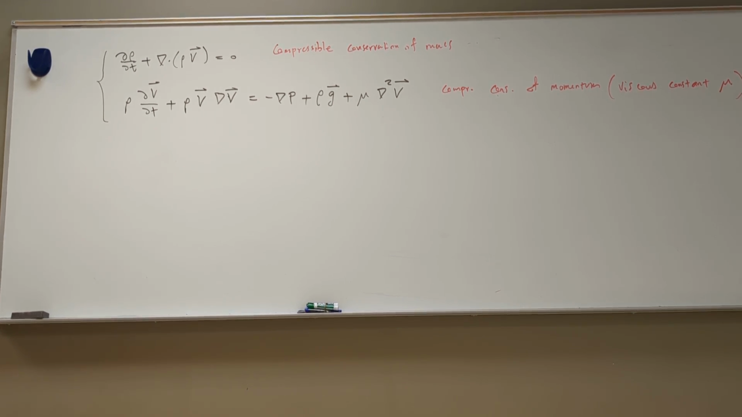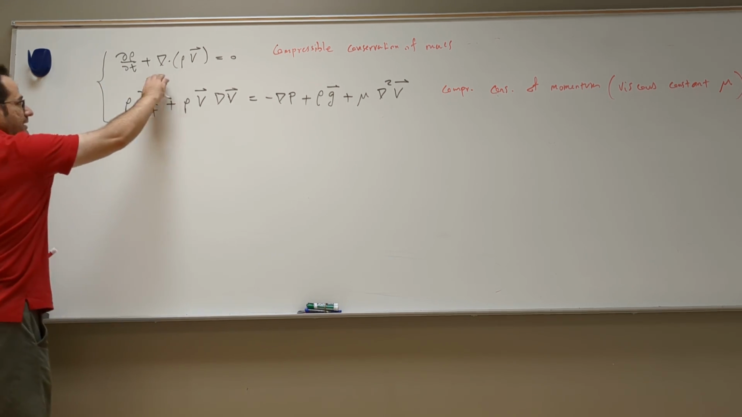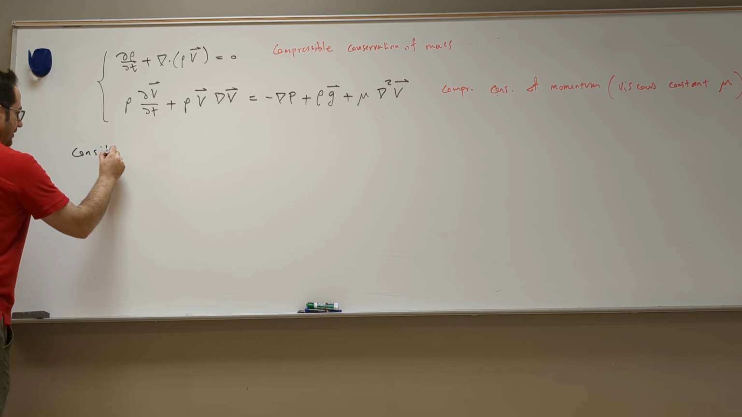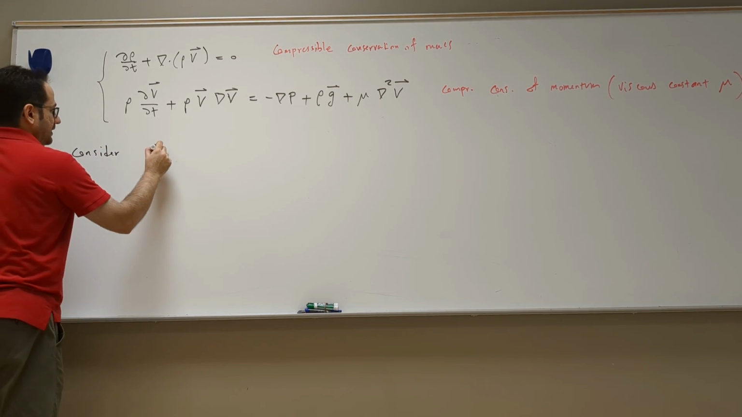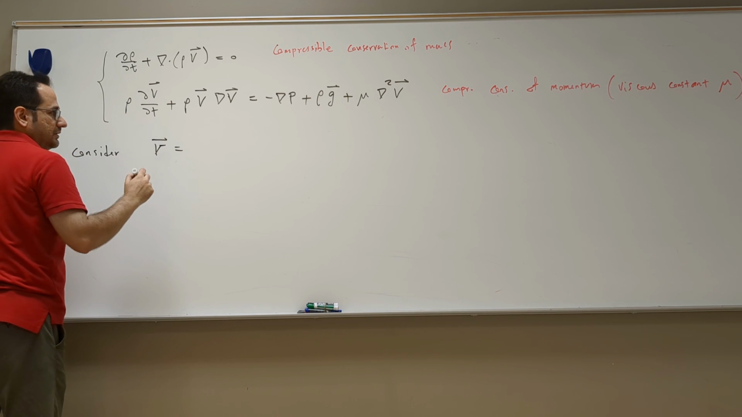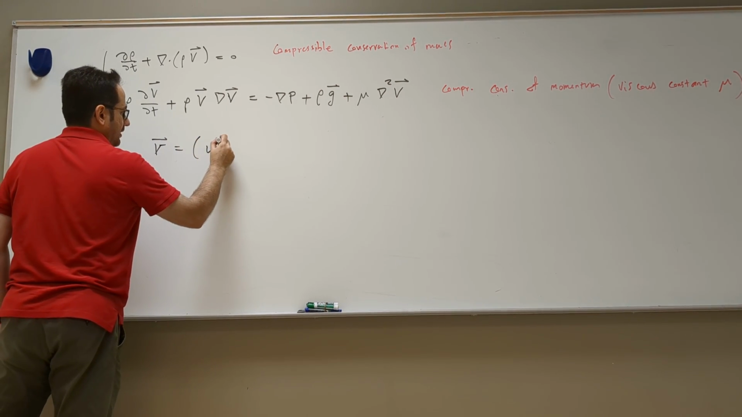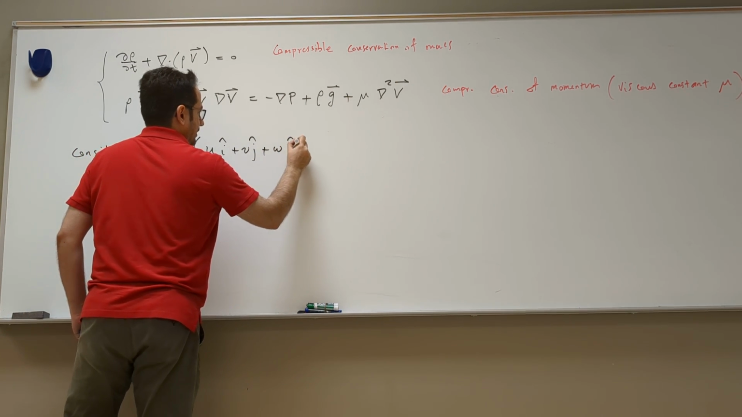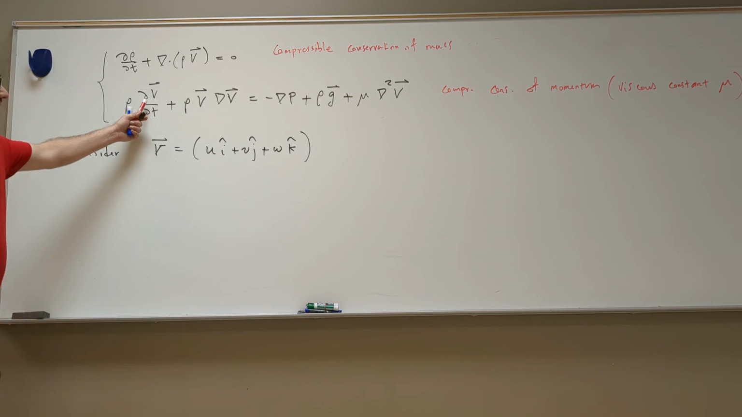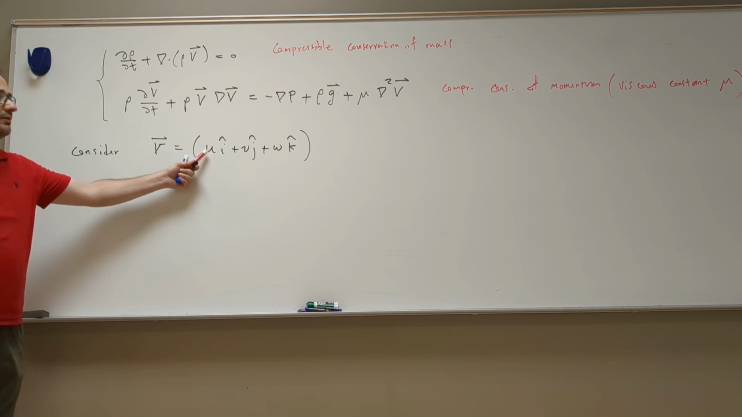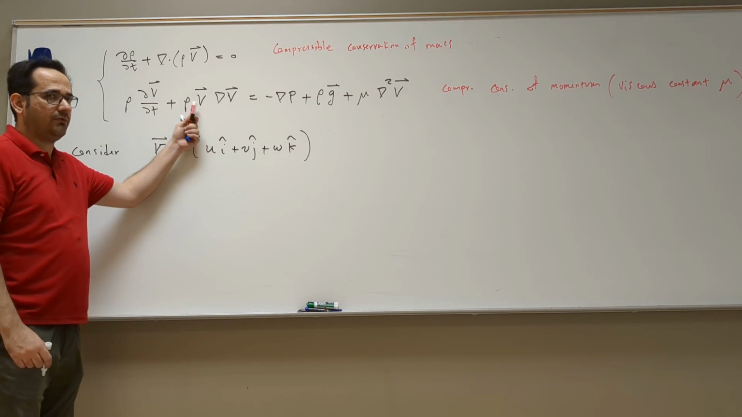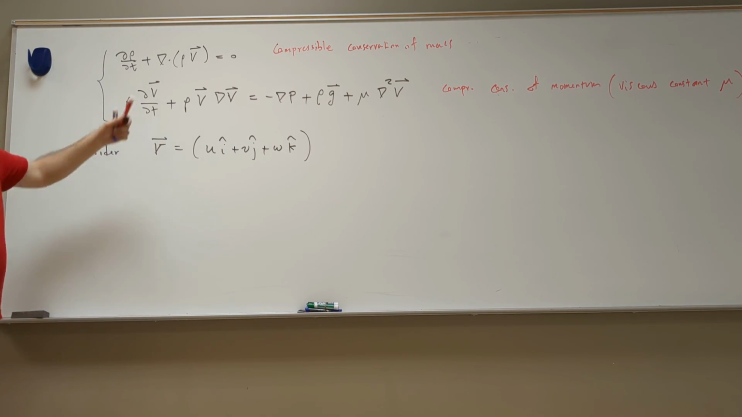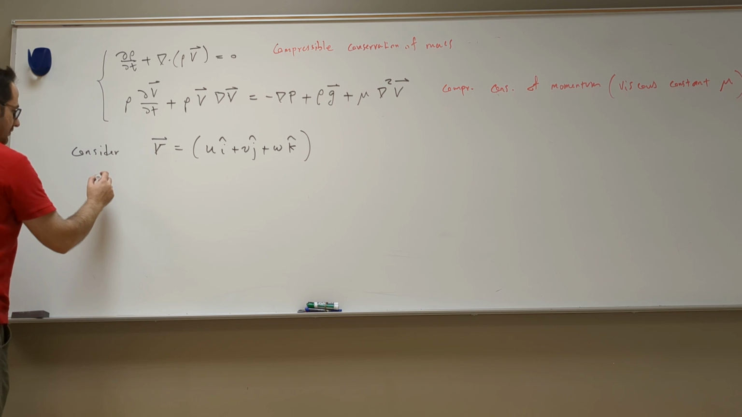Alright, so let's work on this and make it more practical. Consider v equal to u i plus v j plus w k. So the velocity vector, I'll take u for the x component, v for the y component, and w for the z component of velocity. If I substitute here, I get this equation.